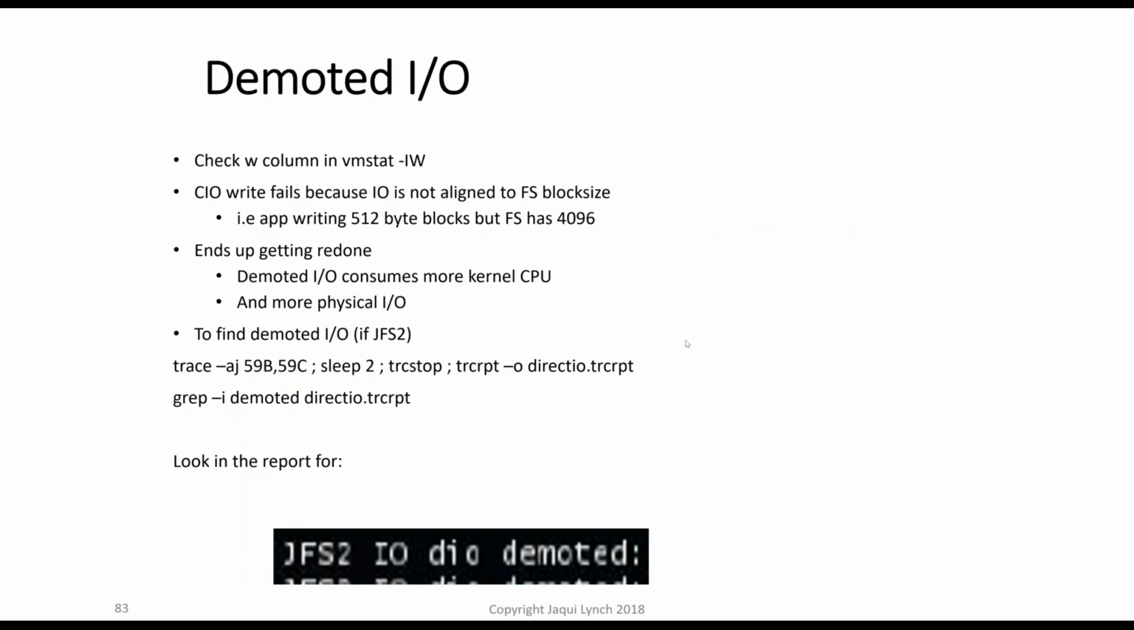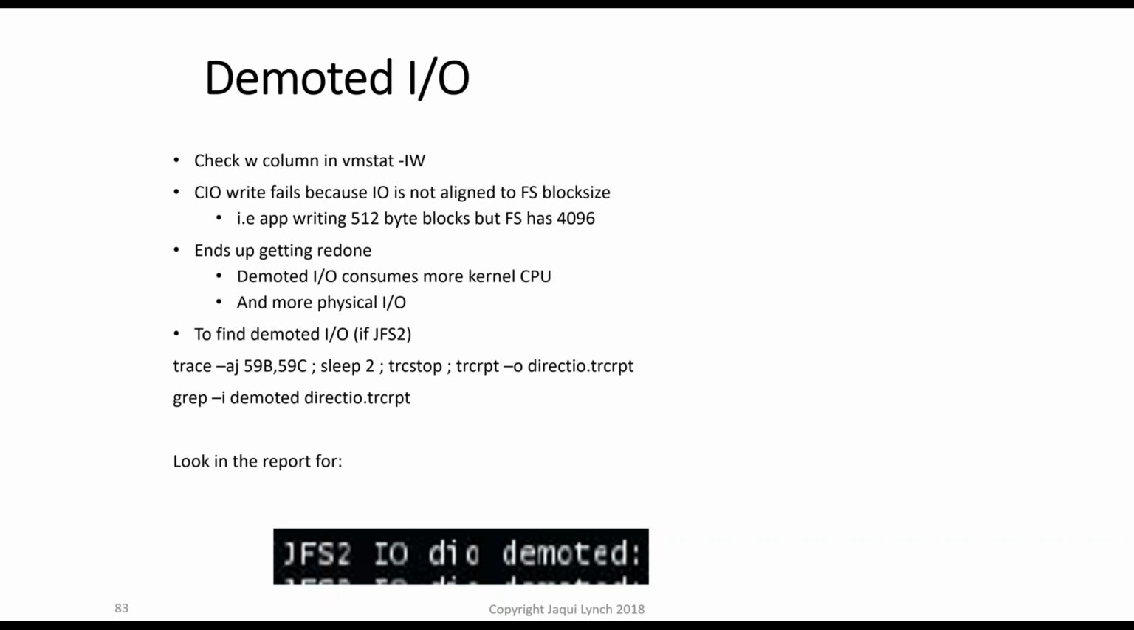One other thing that you may see is these things called demoted IOs. And typically I see this with Oracle, but what it means is that somebody, in their application, has done a write that is not aligned to the file system block size. So the application may be deciding to write 512 byte or 1K byte blocks, but the file system has a 4K block. I see this with redo logs a lot because Oracle writes those as 512 byte blocks.